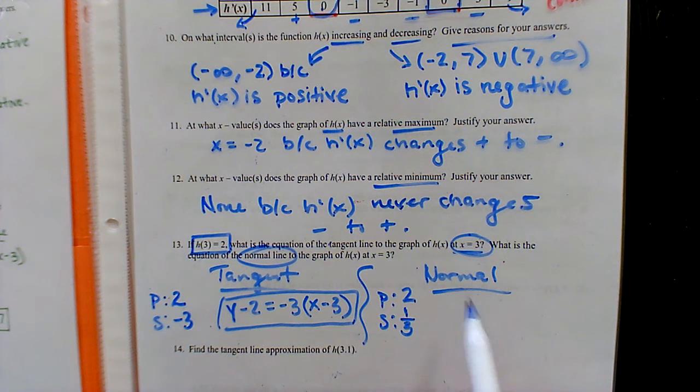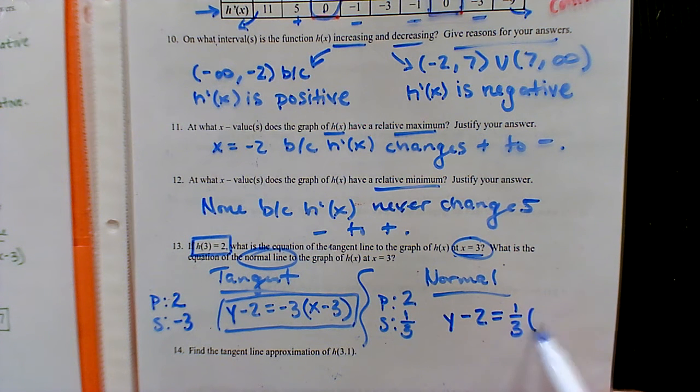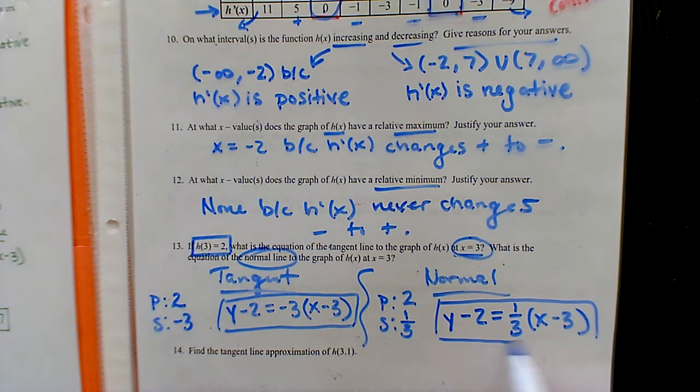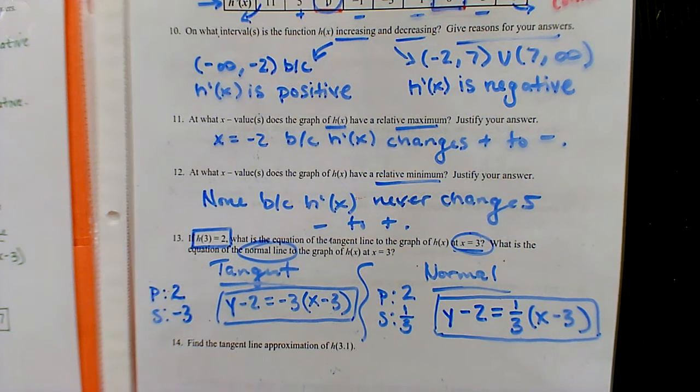Yep. So the normal line and tangent line are perpendicular to each other at that point of tangency. So the point's not changing. Just the slope is opposite reciprocal. So y minus 2 equals 1/3 times x minus 3. Are we starting to get more confident? Okay, we're solidifying the understanding. Okay, letting it sink in.